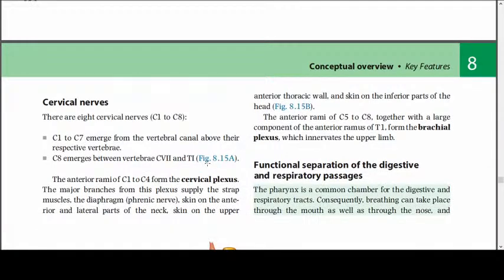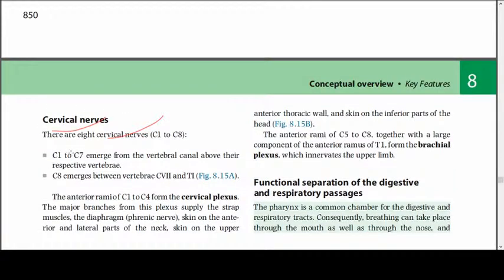Cranial nerves. Cervical nerves. There are altogether 8 cervical nerves. C1 to C7 emerge from the vertebral canal above their respective vertebrae.